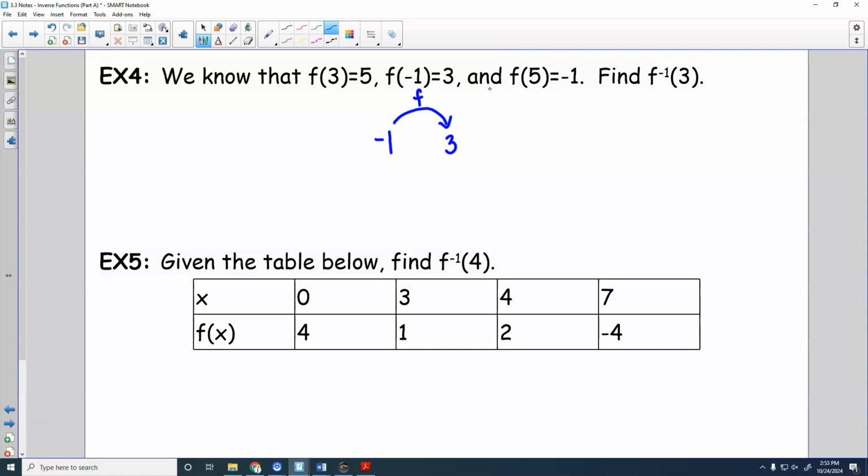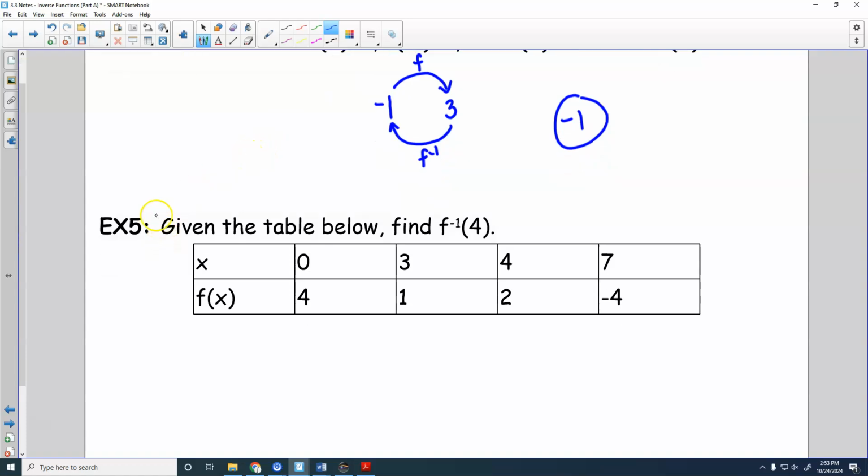F inverse goes backwards, so that means whatever the x is here used to be the y over here, right? So this was our y. This would take you right back. F inverse of 3 equals -1. So whenever you're doing an inverse, whatever is the x here was the y in the original equation. They just put these other ones over here to distract you, to confuse you on what you were looking for.